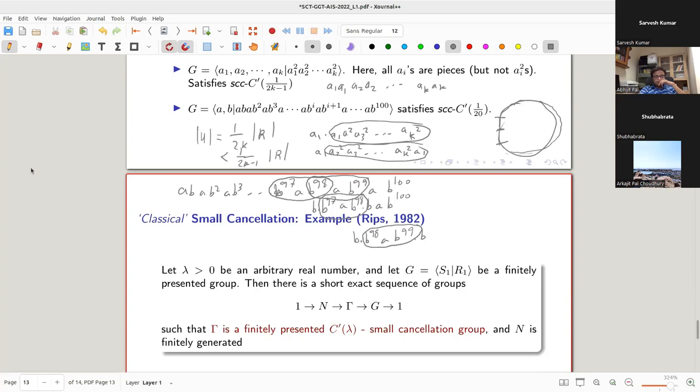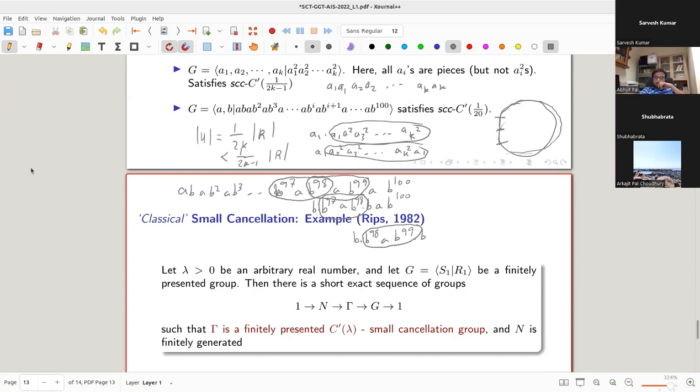So can we find a larger piece in this word, in this relator? No, right? Do we have a larger piece? We can consider b to the 99, a, b to the 100, but that appears only once, right? So this is the largest piece that we can possibly have, b to the 98, a, b to the 99. So what's the length of this piece?